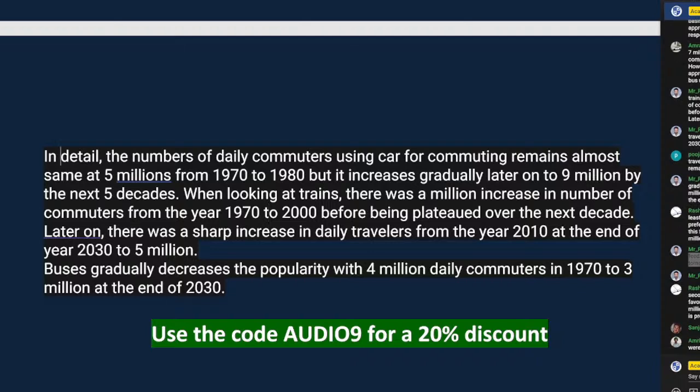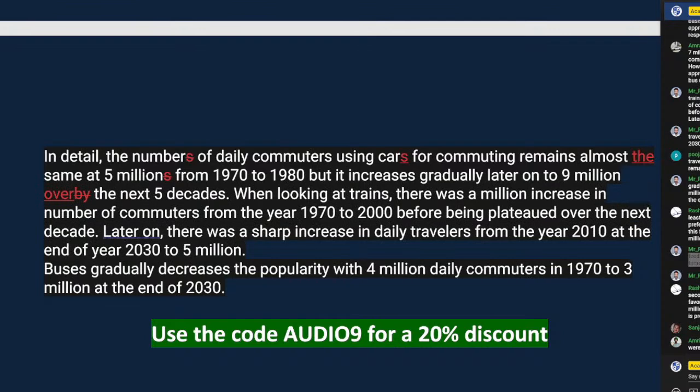So Rahul Preet writes, in detail, the number of daily commuters. It's kind of one number, Rahul Preet. So the number of daily commuters using cars for commuting remains almost the same at 5 million. We don't count with an S for millions or billions. At 5 million from 1970 to 1980, but it increases gradually later on to 9 million over the next 5 decades. Not by the next 5 decades, it's over the next 5 decades.